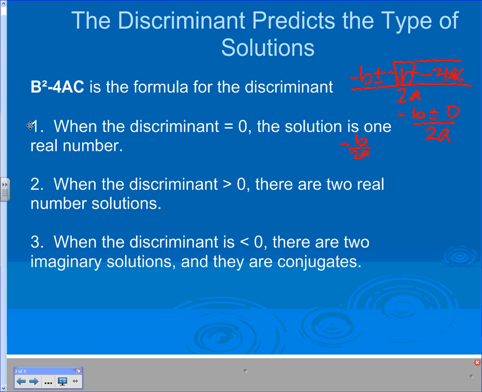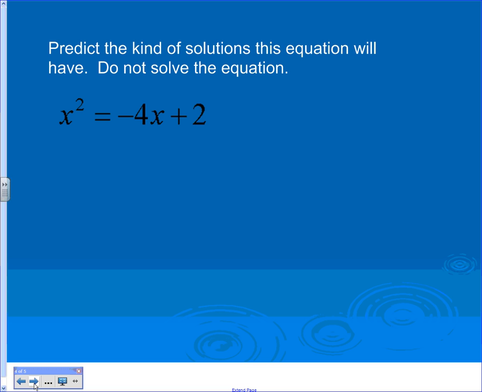Are we actually looking at the actual answers? We're just trying to see how many we're going to have. No, they're just going to predict the kind of solutions, but do not actually solve it. That's what it'll say. We're only going to look at the square root part. Well, we're going to write it. Yeah, we're only plugging in the square root part.